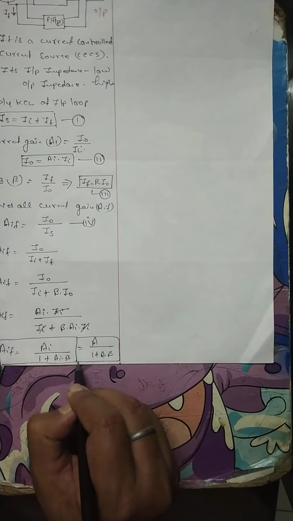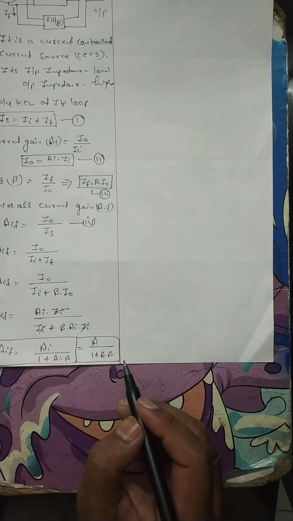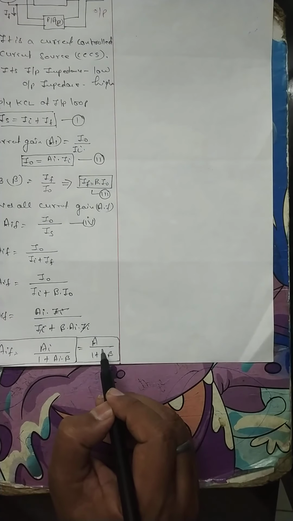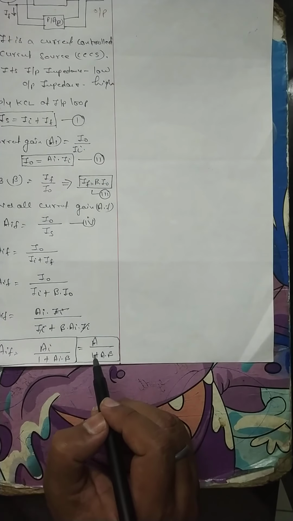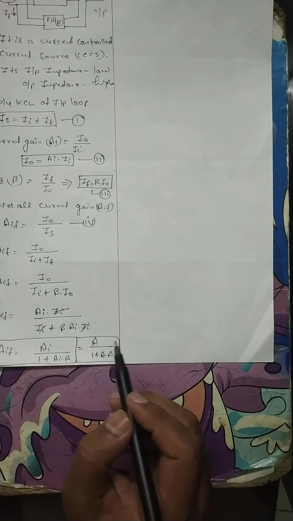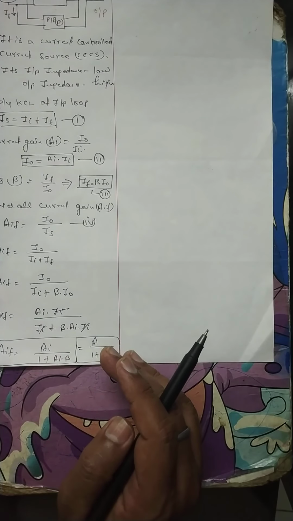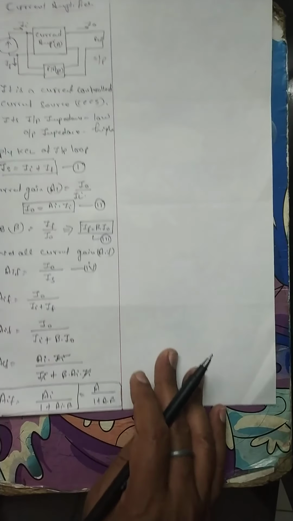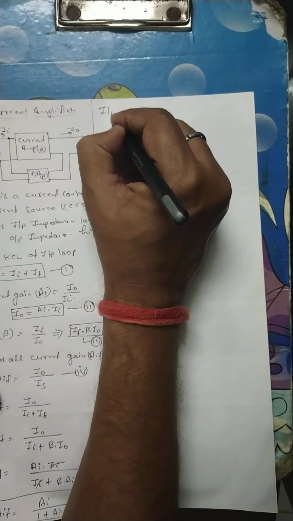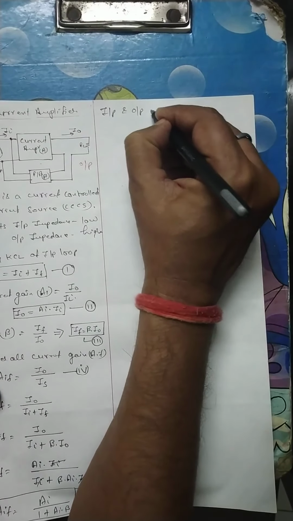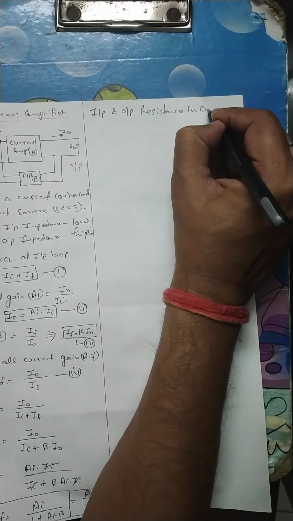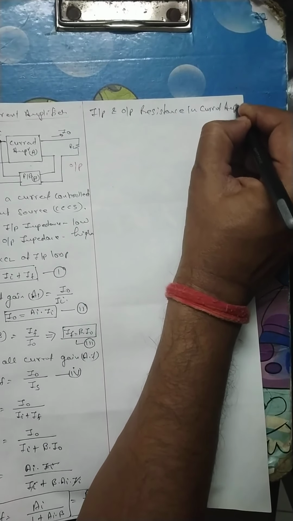So from here it is clearly evident that the current gain is reduced by a factor of 1 plus A into beta. Clear? I think it will be clear now. Now we shall calculate the input and output resistance in the case of the current amplifier. So the heading becomes calculation of input and output resistance in current amplifier.